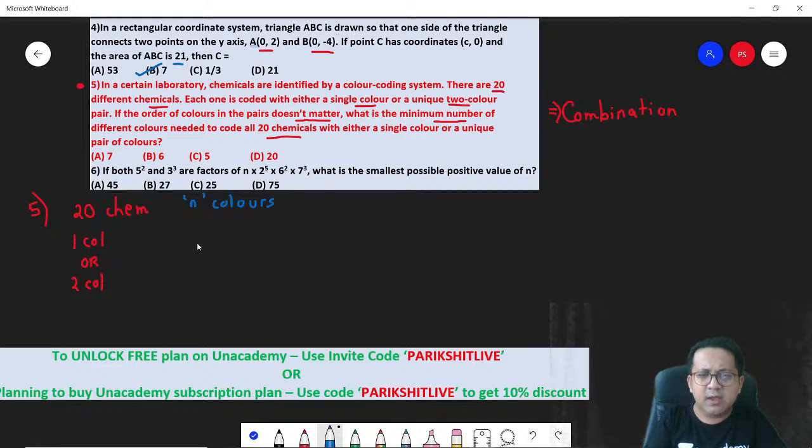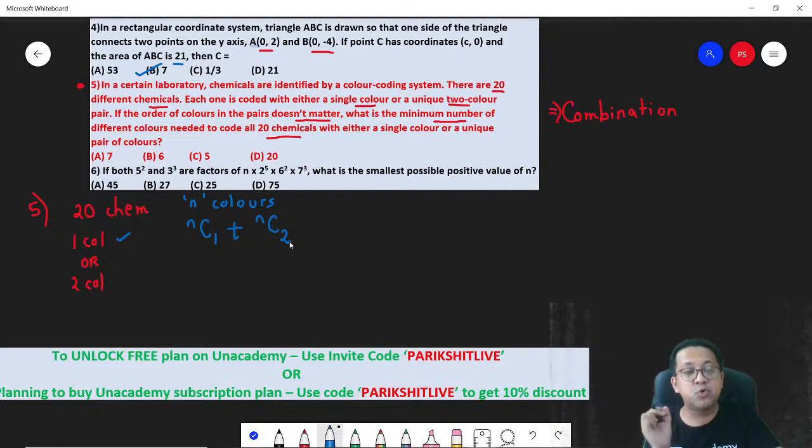Fine? Now think about it. Out of the n colors, you have to select either one color, because you have to code them either with one color or with two colors. So you will say NC1 or NC2. Correct? You either pick up one color or you pick up two colors. And the sum of these two should be greater than or equal to 20. Why? Because there are 20 chemicals, so you need 20 different combinations. Will you agree? Again, I will repeat. If there are n colors, you pick up either one color or two colors. So NC1 plus NC2, and the sum of these two numbers should be greater than or equal to 20 for the simple reason that you need a minimum of 20 combinations. Why? Because there are 20 different chemicals, right?